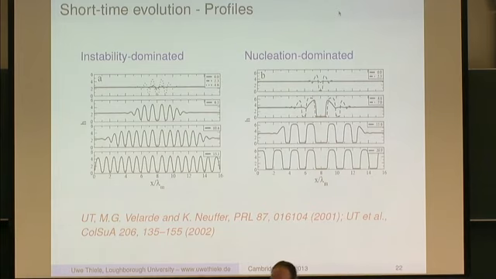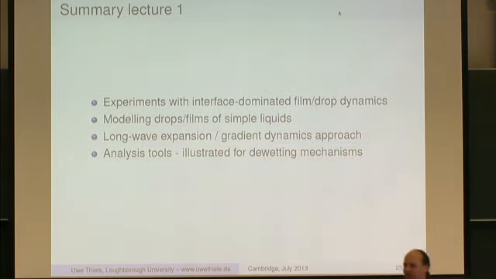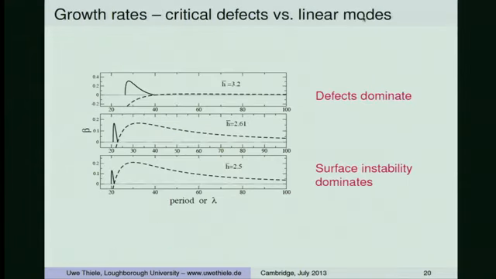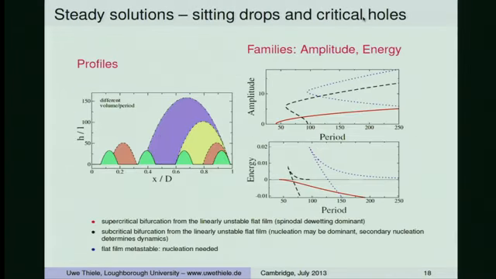I wanted to use this to accustom you to the way of thinking in how you derive a thin film equation in this case, and how you would analyze it. I'm not really a friend of only doing simulations. If you can do some more analysis, then you can understand this. So we looked at experiments in general with interface-dominated film and drop dynamics, and then we looked at the modeling. The long wave expansion is very important. Whenever you see a steep droplet, I should mention that, because that's a common mistake of referees, but also even of authors.